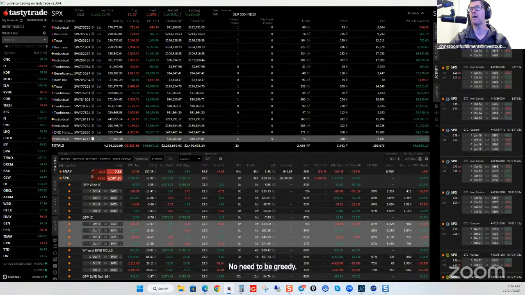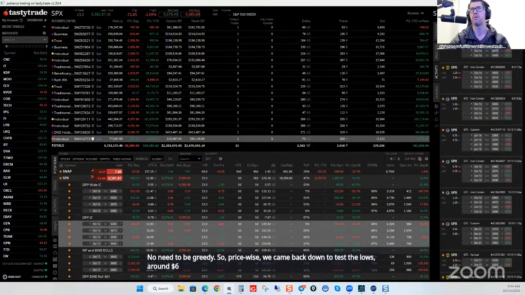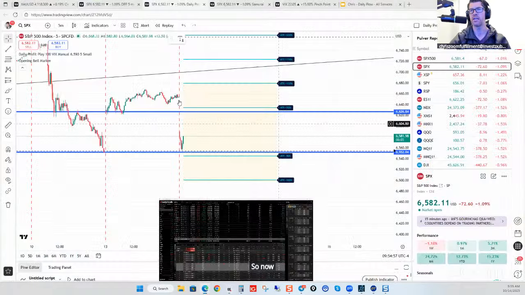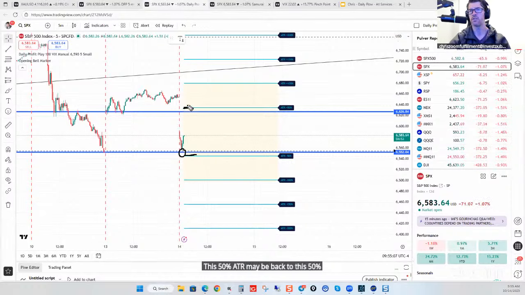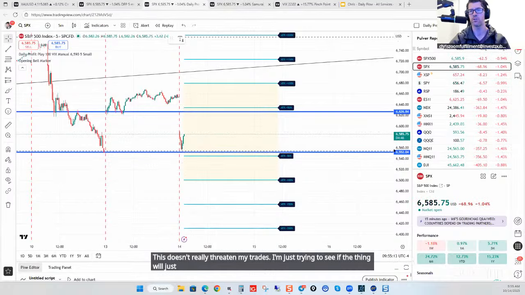So price-wise, we came back down to test the lows around 65.50. So now what's the day going to do? Well, it has full permission to go from this 50% ATR, maybe back to this 50% ATR. This doesn't really threaten my trades. I'm just trying to see if the thing will just stay somewhat centered for us.